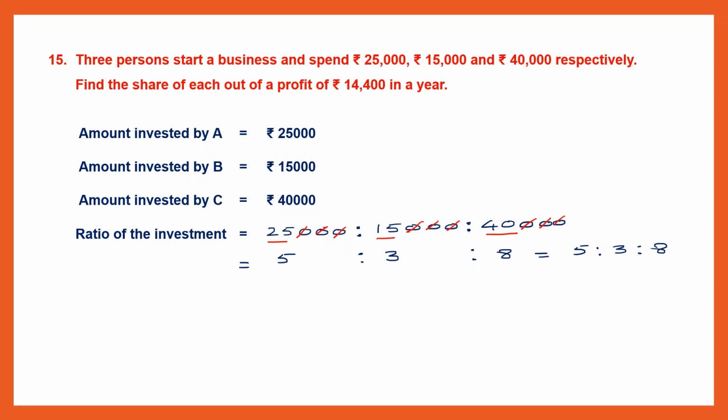Now since we're going to divide this amount among these three people, we have to find the sum of the ratios. So the sum of the ratios will be 5 plus 3 plus 8. 5 plus 3 is 8, 8 plus 8 is 16. So the sum of the ratios is 16. Now we are going to find out how much each person's share is out of the profit of 14,400 in a year.